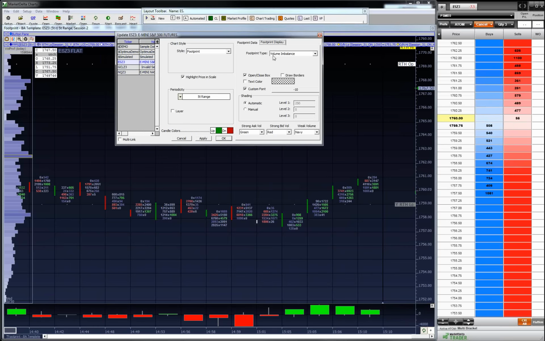If you click the footprint display and then volume imbalance, it's down here. This is the one we're looking at. And then you've got automatic. That's the one I referenced, the one I'm kind of recommending. And then there's the manual.